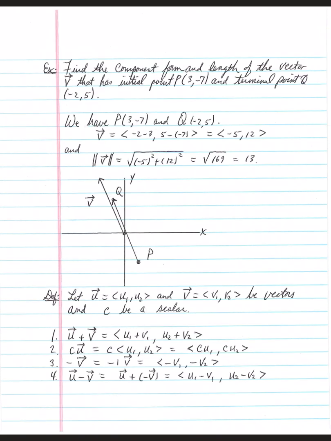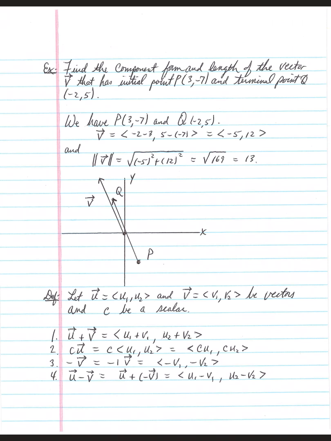Find the component form and length of the vector v that has the initial point P at 3, -7 and terminal point Q at -2, 5. So they give us the starting and stopping points, and I did my best to just eyeball where those are located: 3, -7 and -2, 5 for P and Q. Make sure you direct the arrow from P to Q.